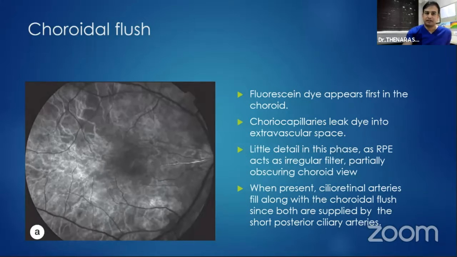Coming to the phases of angiography, once the dye is injected, the initial first 10 seconds is the choroidal phase. The fluorescent dye appears initially in the choroid because of the choriocapillaris leak. And usually whenever there is a cilioretinal artery, you will get a cilioretinal fill along with the choroidal flow, because both are supplied by the short posterior ciliary artery.